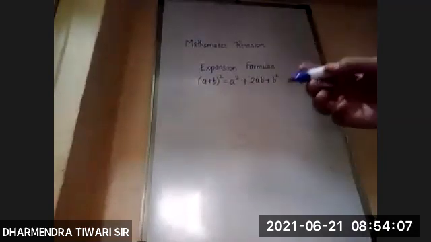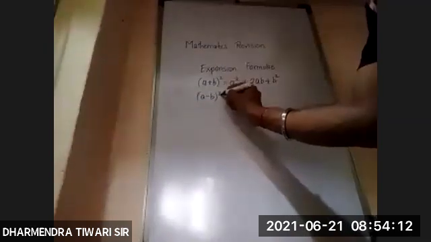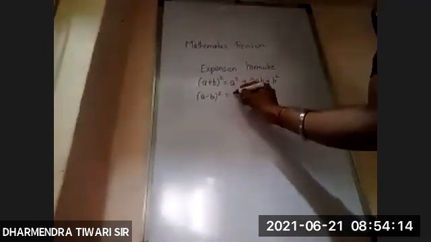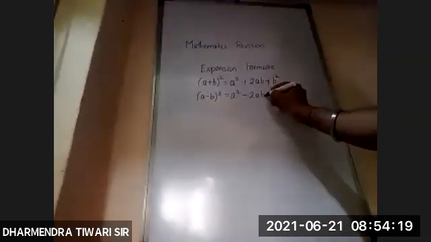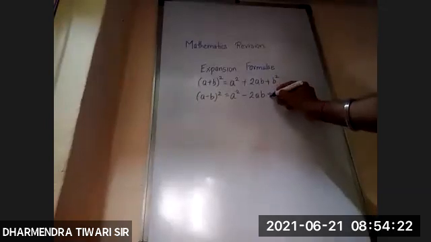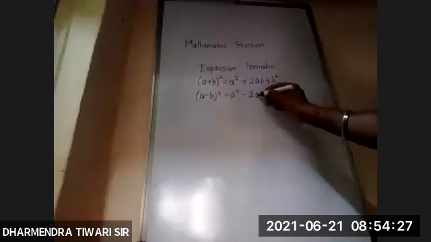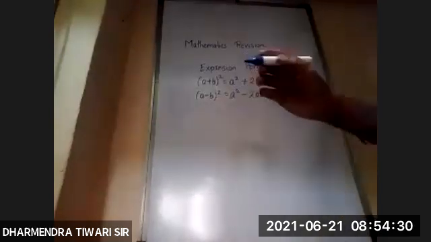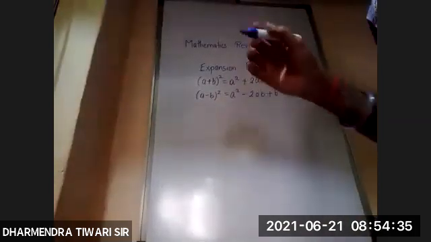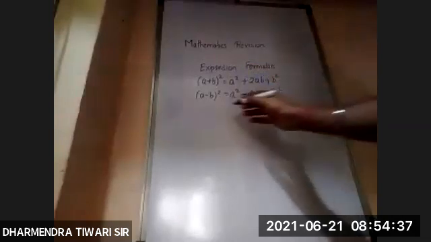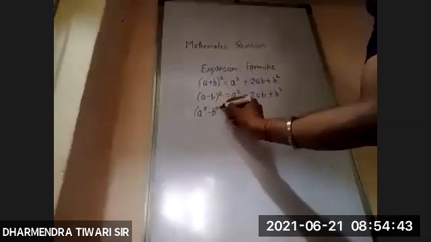One more formula you have studied, a minus b the whole square. The formula is a square minus 2ab plus b square. AB means a, 2 and a and b, all these three terms are multiplied. Here 2 is the coefficient of ab, and a and b are the two different terms which are being multiplied to each other. And one more formula, that is a square minus b square.